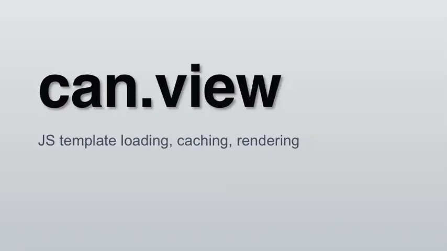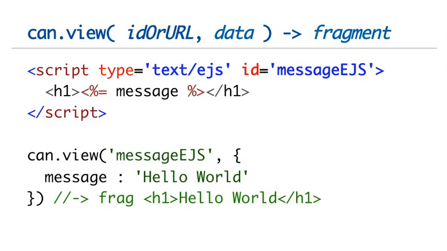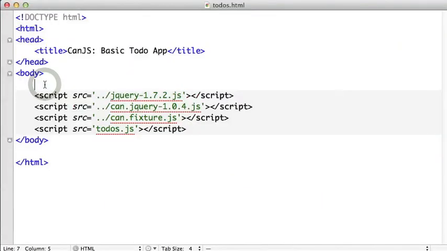View is used to load, cache, and render templates into document fragments. It works with many templating languages, but we'll show its use with CanJS's default, embedded.js. View loads templates from a URL or script tag, rendering them with data, and returns a document fragment that can be easily inserted into the page. Let's show the list of to-dos on the server in our to-dos HTML page.